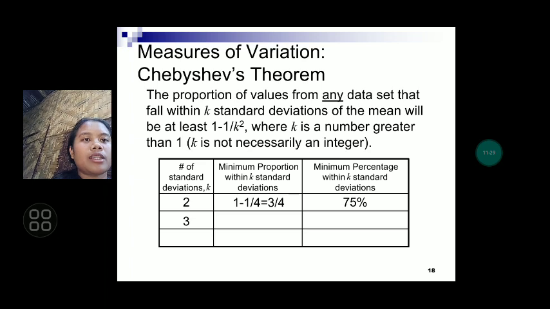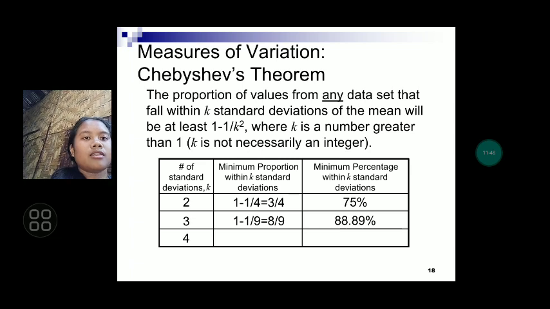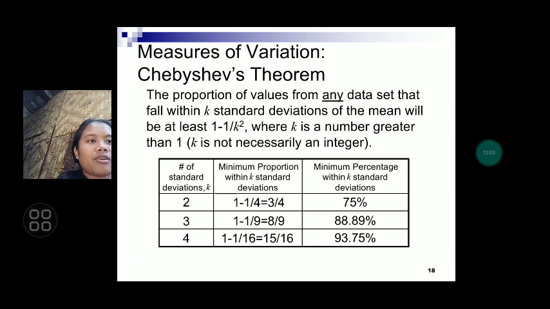Another example is k equals 3. The minimum proportion is 1 minus 1 over 9, which equals 8 over 9. So the minimum percentage is 88.89%. Then for k equals 4, the minimum proportion is 1 minus 1 over 16, which equals 15 over 16. So the minimum percentage is 93.75%.